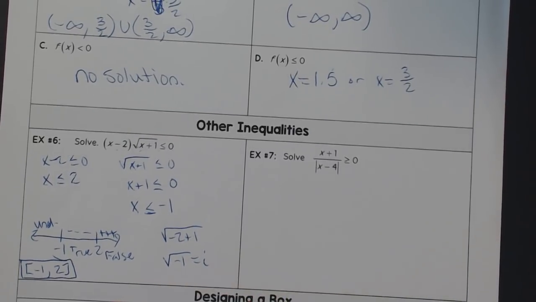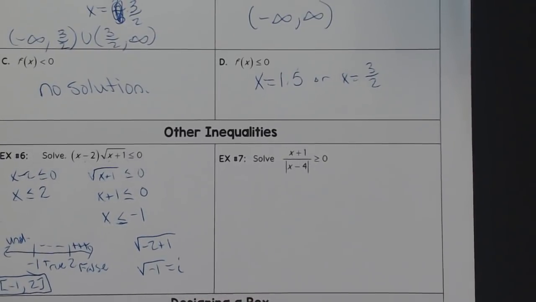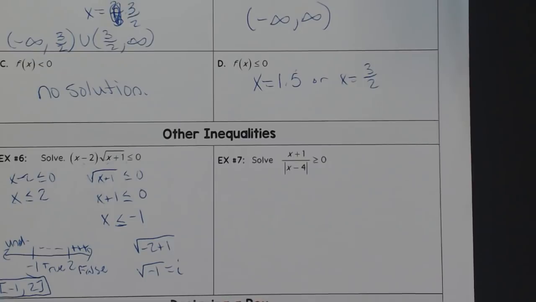Now, here we have an absolute value symbol. Now, we have to be very careful about the absolute value, but really what we only have to worry about here is concerning ourselves with what happens on the graph. Well, when x is 4, we get a 0 and we get some undefined. And that really is an issue. So we know that x cannot be 4.